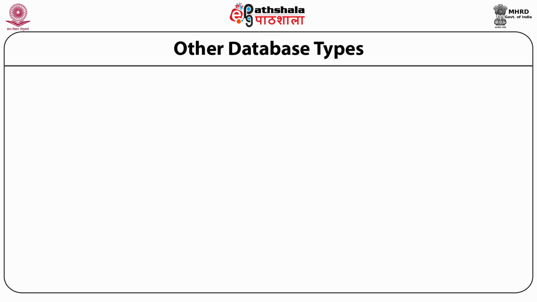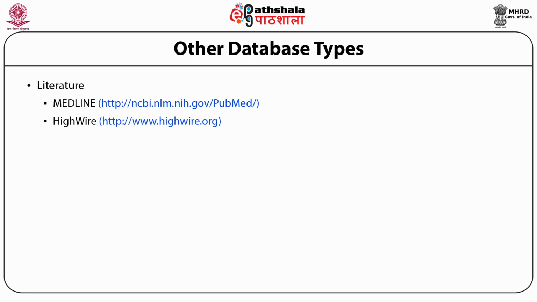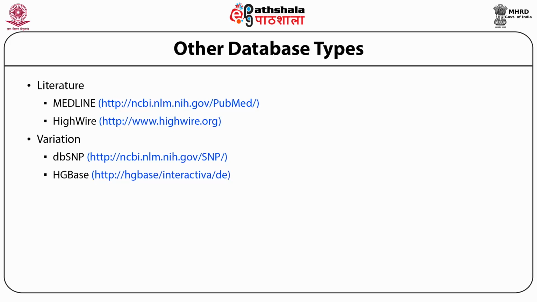Other databases which are most commonly used for literature include the Medline database, which contains most of the medical information, now connected to the NCBI in the form of PubMed. Then HighWire is a literature database which stores very widely used publications in one platform. Similarly, if you want to see variation databases, like single nucleotide polymorphism, they are available on the NCBI. The other is HGbase. These are two databases, and there are of course many other variation databases.